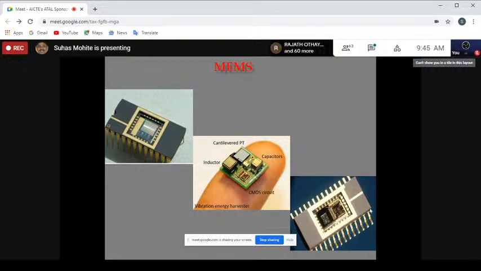And in the end, you will have this packaged integrated circuit chip, which can sit onto a small board on the tip of a finger. And you have an energy harvester, for example. In this picture you can see an energy harvester.